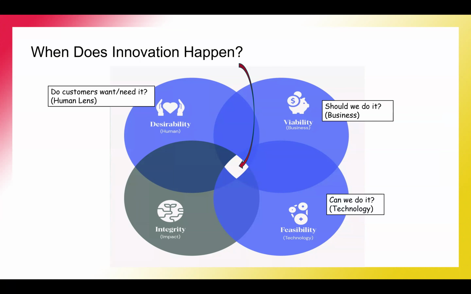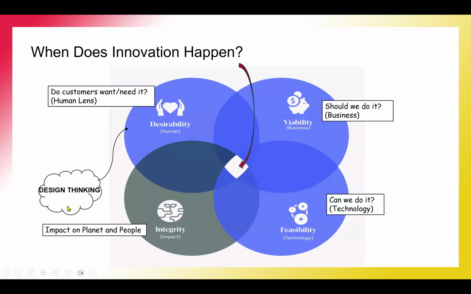Feasibility is about, can we build it? Is there technology available to build it? And finally, the last lens is integrity, or the impact on planet, people of this innovation. And if it's got a negative impact on planet and people, then how do we stop that from happening? How do we make sure that what we're doing is at least neutral, but hopefully positive? And design thinking says to go in through the desirability lens to start with, to make sure that you have customers who are going to want what you do.